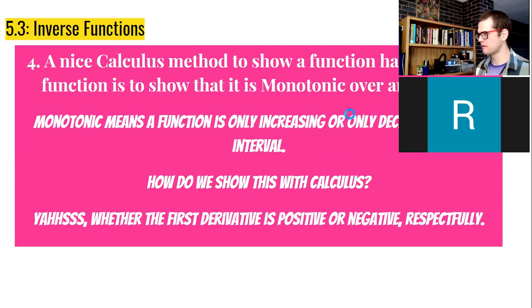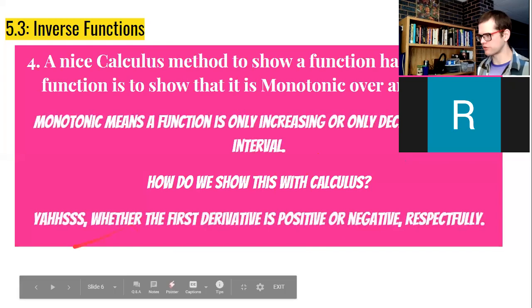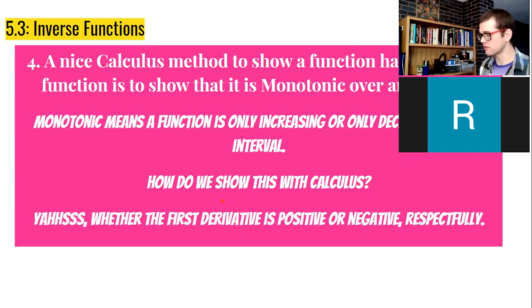All right. That's all there is to this one. You just literally have to take the derivative of a function and see if it's positive or negative over that. As long as it doesn't change sign over an interval, it's monotonic. Thus, the inverse on that interval is a function.